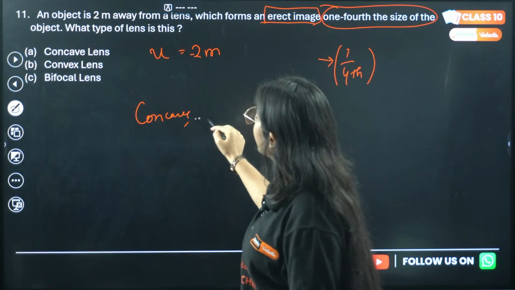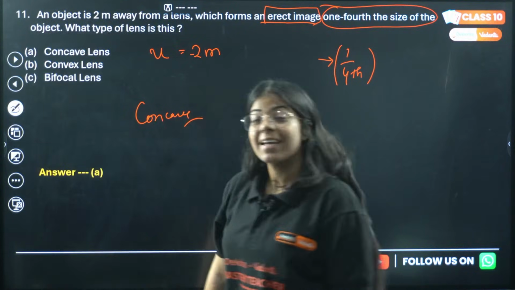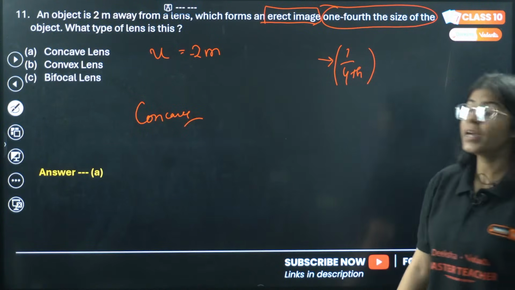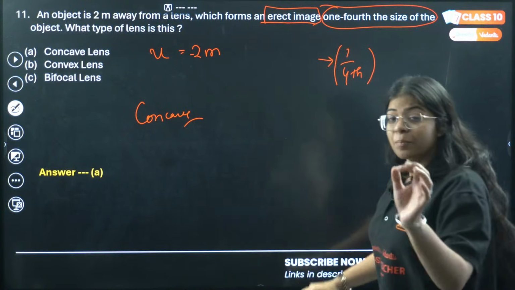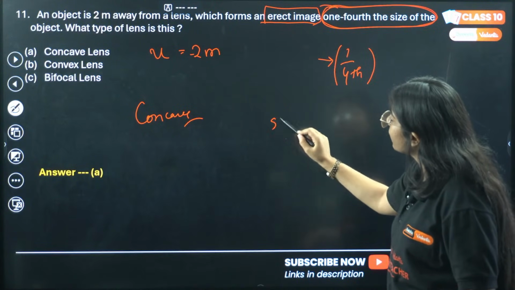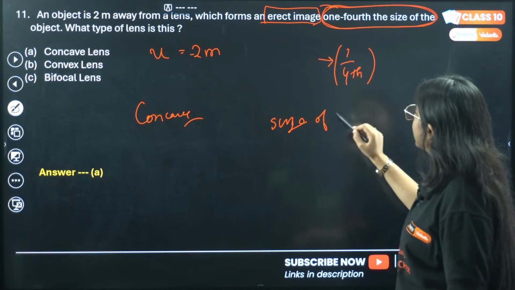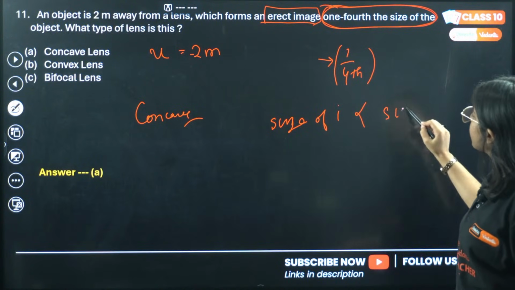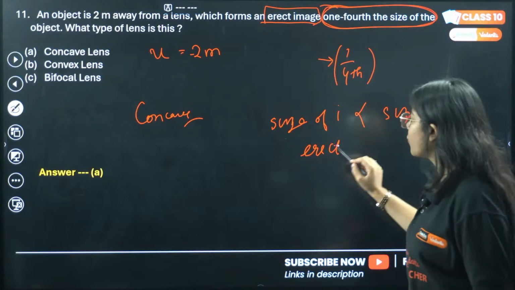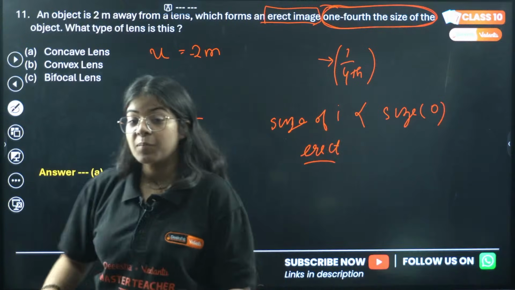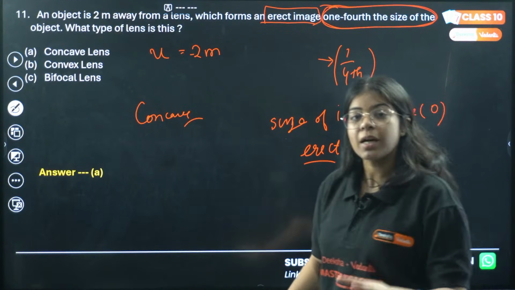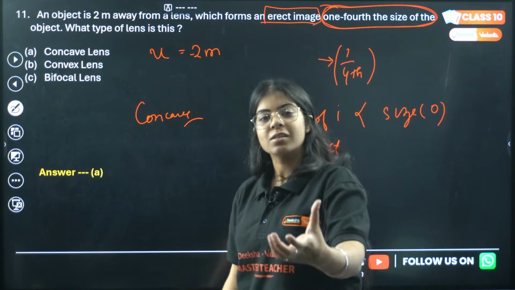Let's see the answer if you are correct or not. It is actually concave lens. You guys all are correct. I'm so proud of you. Why? Because the one main thing that you can see is it's always forming 1/4. The size of the image is less than the size of the object, correct? And it's erect. Erect images are formed by both concave and convex lenses, but a convex lens never makes a shorter erect image. So that's why it is a concave lens.